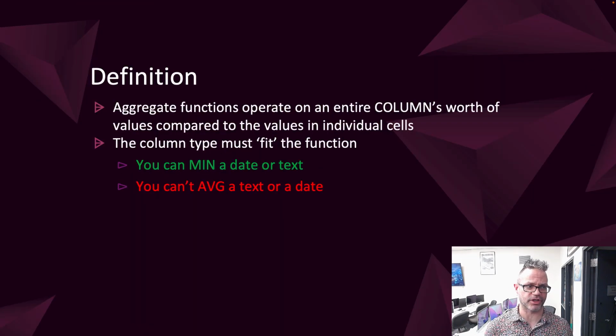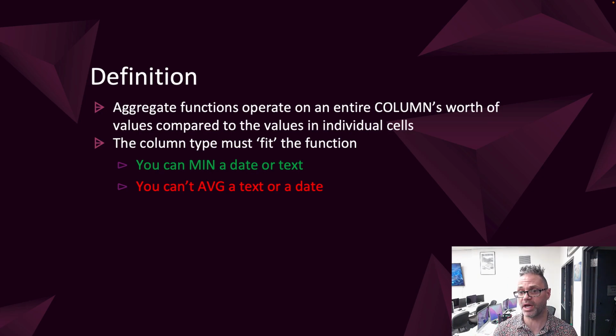When we're talking about aggregate functions, we need to look at what they actually are. An aggregate function is a function that, instead of operating on a single individual cell, operates on an entire column's worth of data. So we're grabbing an entire column's worth of information at a time and calculating information based on that. Now, of course, the column type has to be able to fit the function itself.